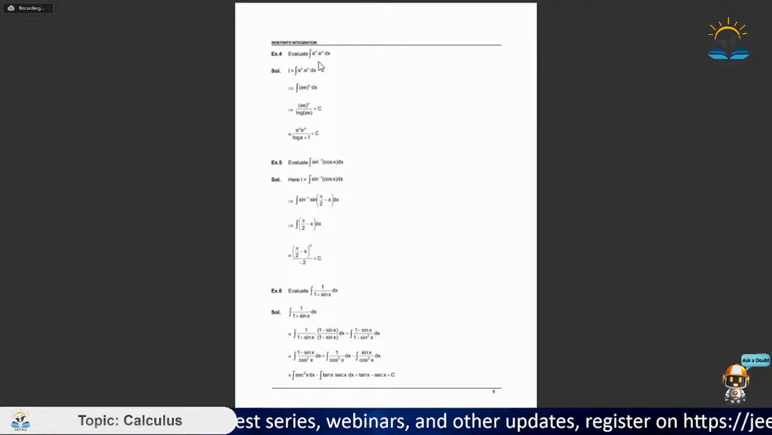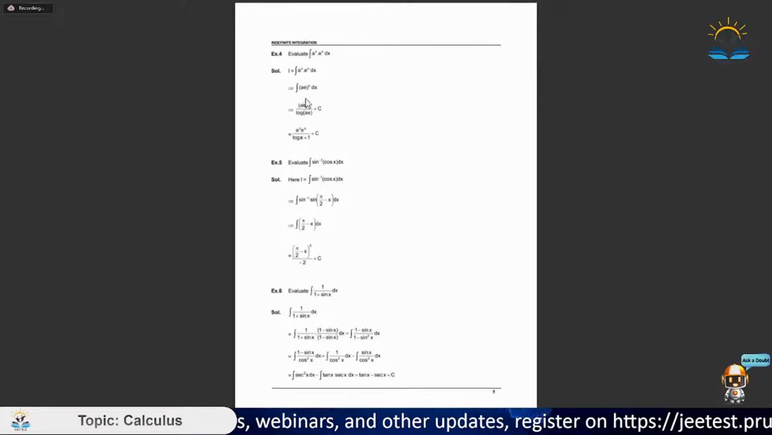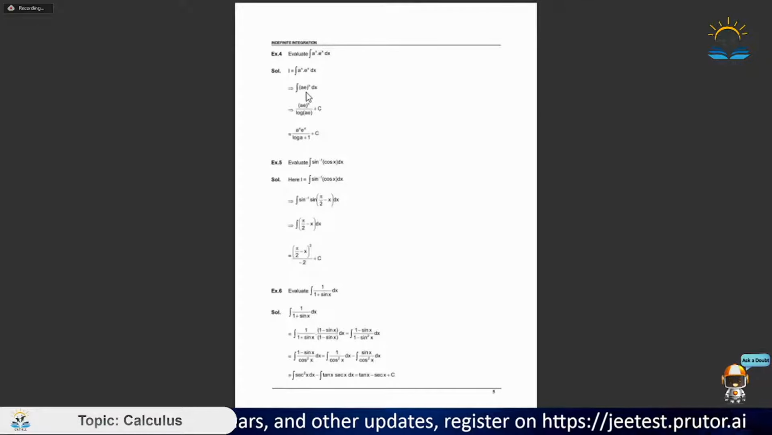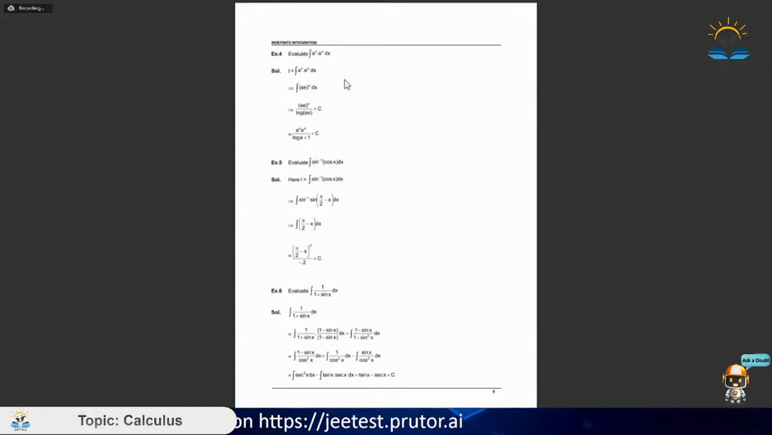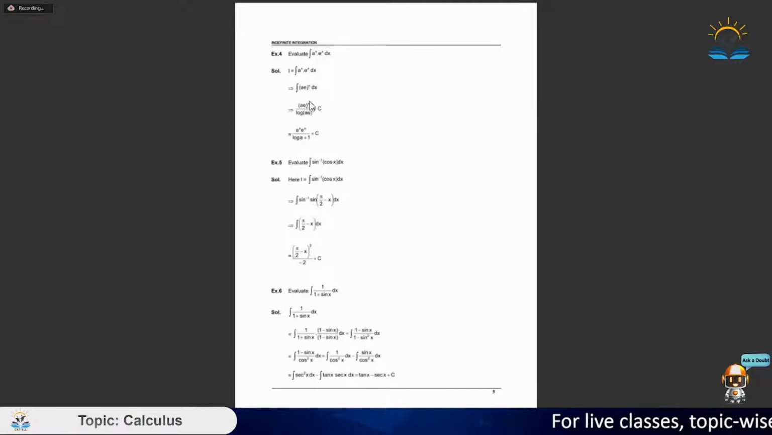integration of a to the power x e to the power x. This can be combined and written as (ae) to the power x dx. Further, we know integration of a to the power x dx is a to the power x upon log a plus c. So in place of a, we directly have here a into e. So we will be replacing a with ae as a constant. So what we got is (ae) to the power x upon log of ae plus c. This is written like this.